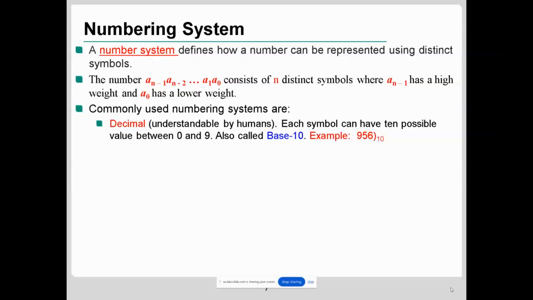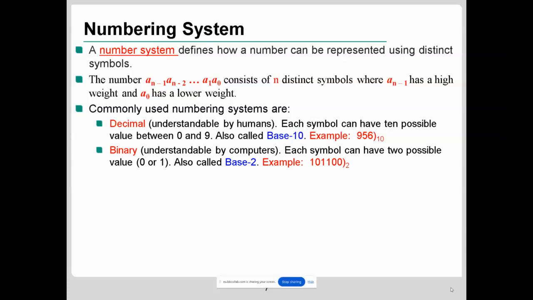Got it? Now, we have another representation, binary representation. We call this base 2. There are only 2 possible digits, 0 or 1. So 1, 2, 3, 4, 5, 6. What is n? n is 6. This is A5, A4, A3, A2, A1, and A0, and this is the base. It has the highest weight and it has the lowest weight. Got it? There are 2 possible values.